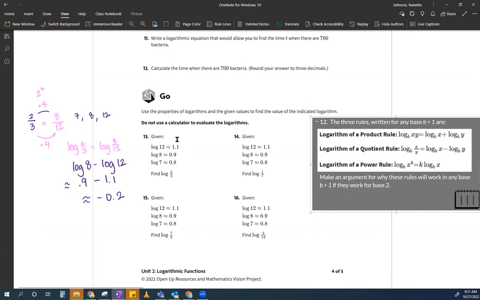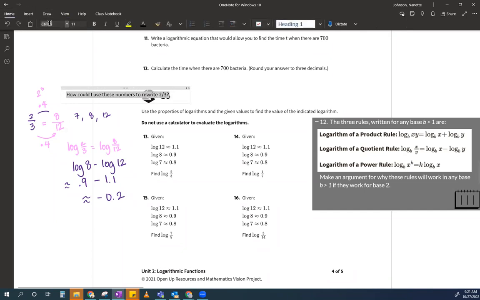Very good. I said, how do I get from 2/3 to one of these numbers? How can I use these numbers to write 2/3? In fact, let me write that down. How could I use these numbers to rewrite 2/3? Question. Let me put this in the font that everybody knows, Ms. Johnson's handwriting, bigger, and let's highlight it.